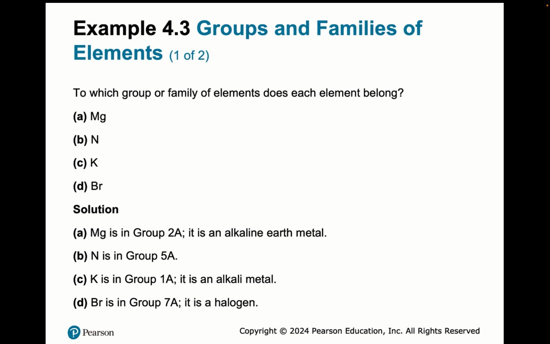Which group or family do the elements belong to? Magnesium is an alkaline earth. Nitrogen is going to be group 5A. Sometimes I call it the nitrogen family. K, that's potassium, is an alkali metal. And bromine is a halogen. So that is the halogen, group 7A.